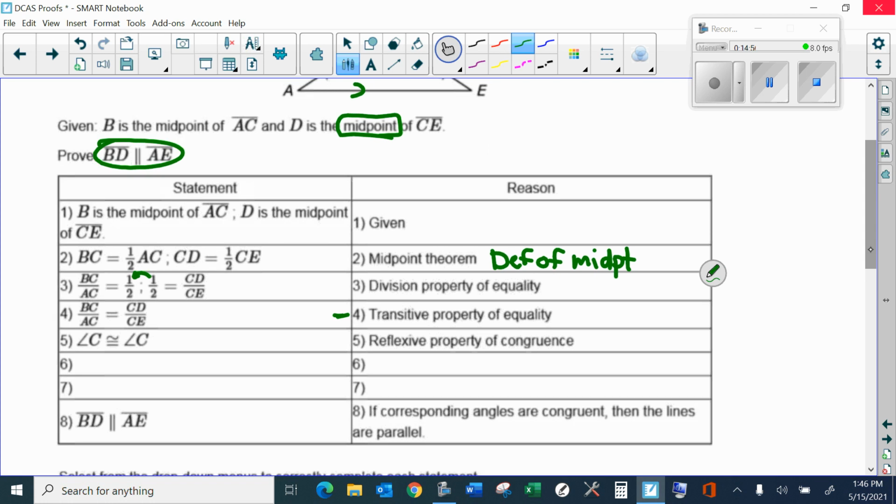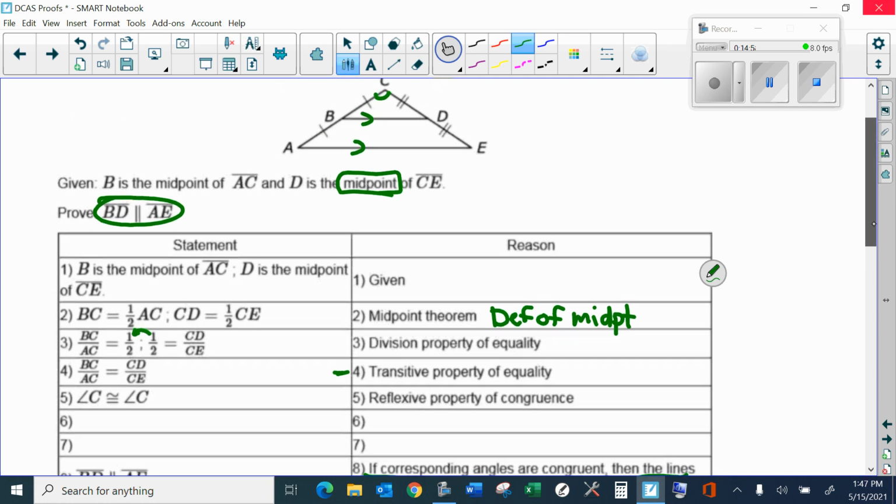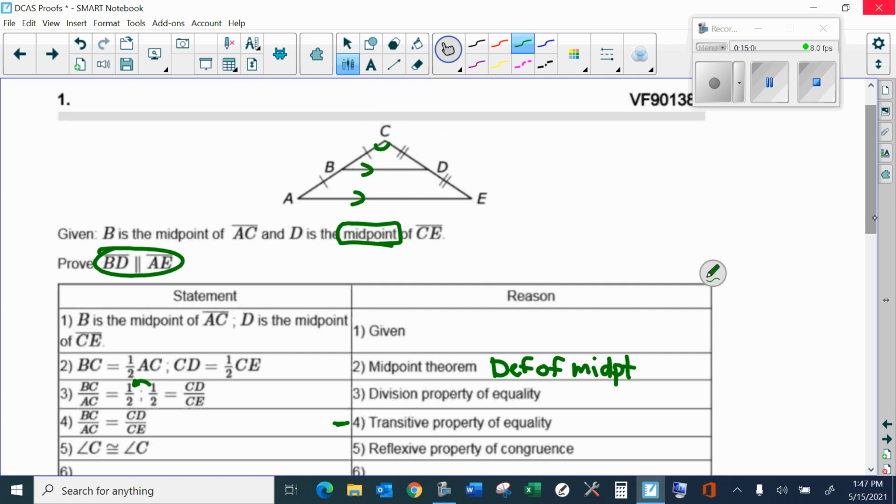Notice, as I said here, if corresponding angles are congruent, then the lines are parallel. That's the converse of the corresponding angles postulate. So that means they've shown that corresponding angles are congruent, which is what we're trying to prove.